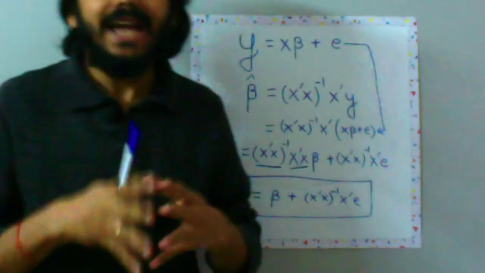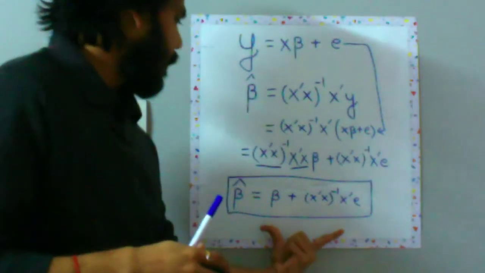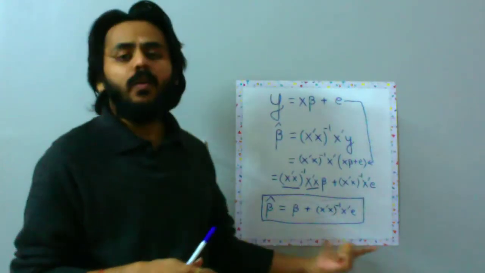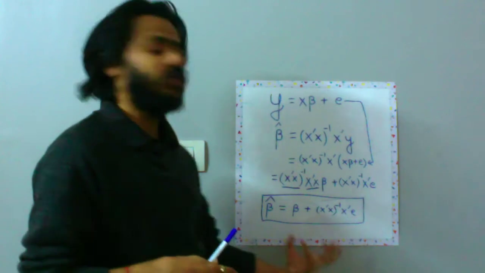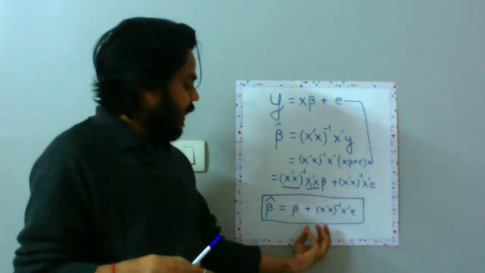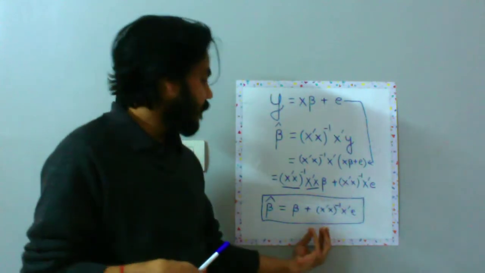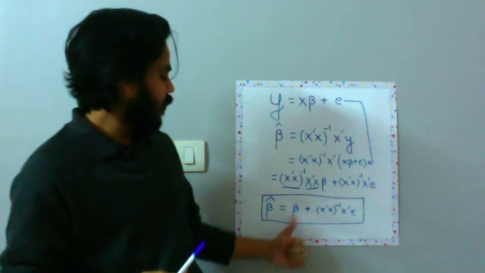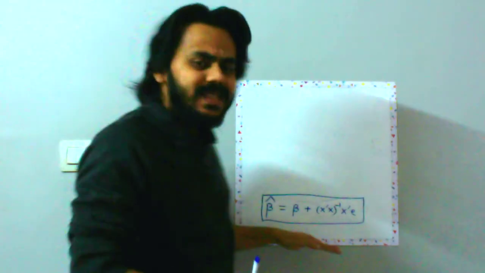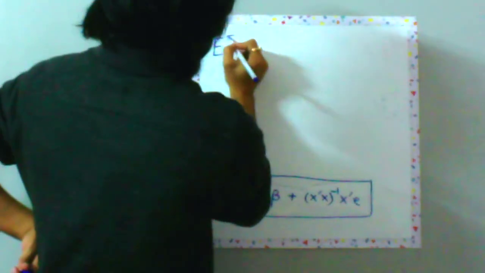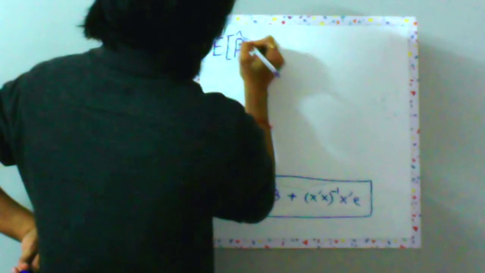Now, as we have found out a value for beta hat, let us try to understand what distribution this belongs to. So, to understand that, we have to find out its expectation and variance first. So, let us try to find the expectation of beta hat first. So, let's start by using the expectation operator on this. So, expectation of your beta hat.